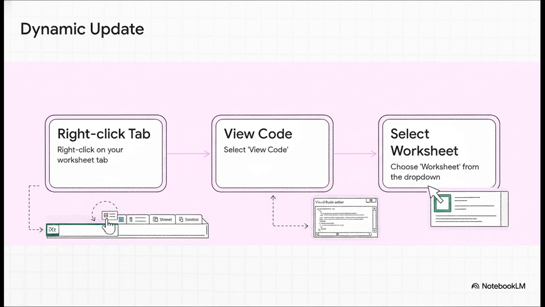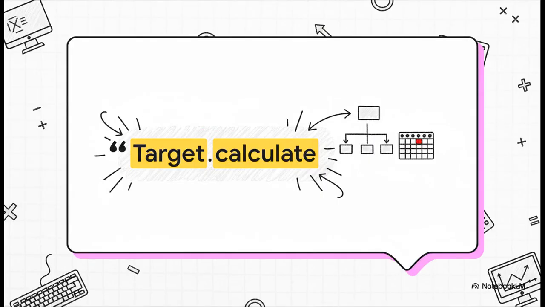Now, this is going to open up the Visual Basic Editor. Don't panic. I know this screen can look intimidating, but what we're about to do is incredibly simple. Just make sure Worksheet is selected from that top left dropdown. And here we go. In that blank space that appears, you only need to type one single command. That's it. It's just Target.Calculate. Two words, Target.Calculate. That's literally all you need.